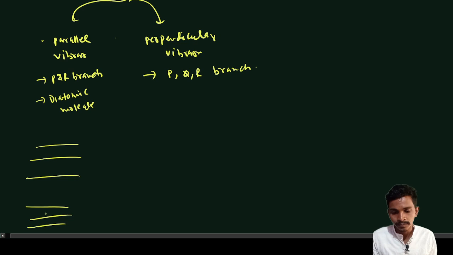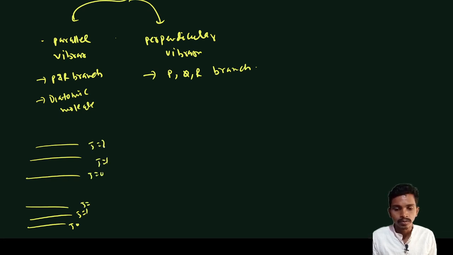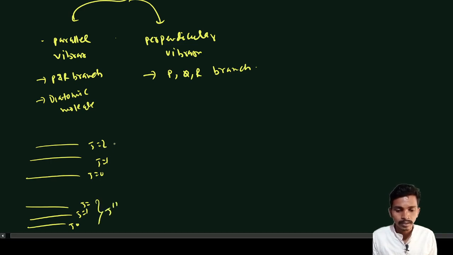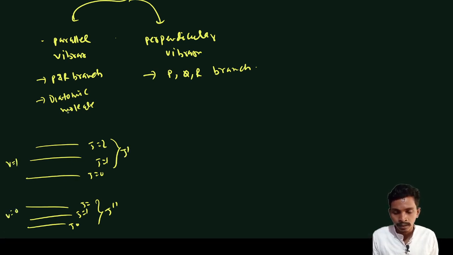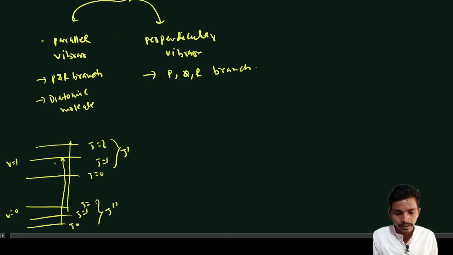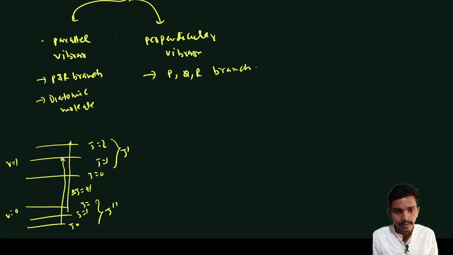Here this is J equal to 0, J equal to 1, J equal to 2, and this is J equal to 0, 1, 2, with J double dash and J dash, and this is v equal to 1 and this is v equal to 0. The R branches go from J0 to J1, J1 to J2. These are the R branch where delta J equals plus 1. And the P branches go from J1 to J0, and so on, where delta J equals minus 1.